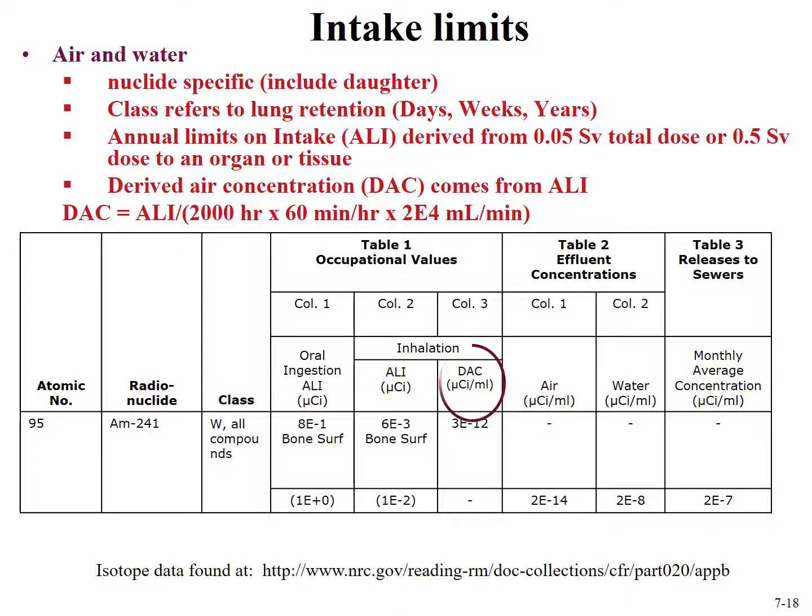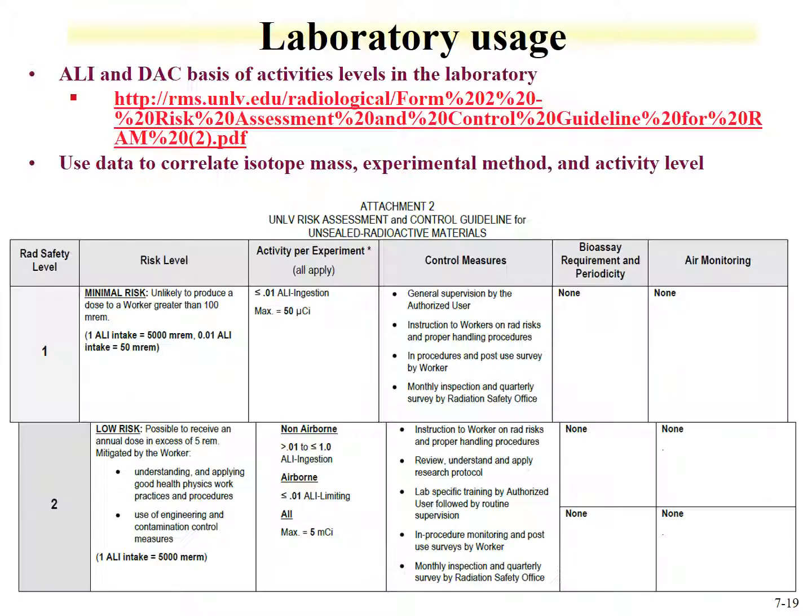The values are shown here, and you can go to this website and get all this information for any radionuclide. Okay, using what we've just discussed, how one could calculate dose, we actually use the ALI and the DAC basis for activities that we can use in the laboratory. The information that I'm going to discuss is also available on this web page. And we use this to correlate isotope mass, experimental method, and activity levels.